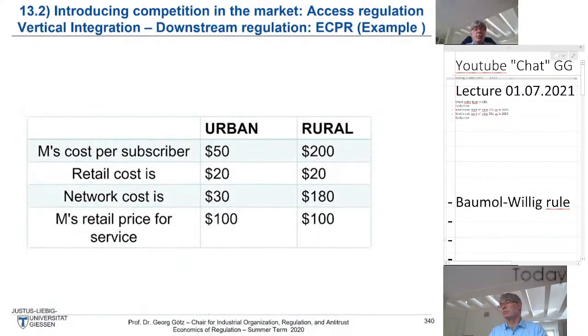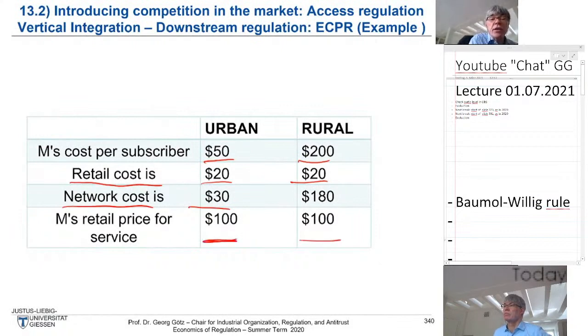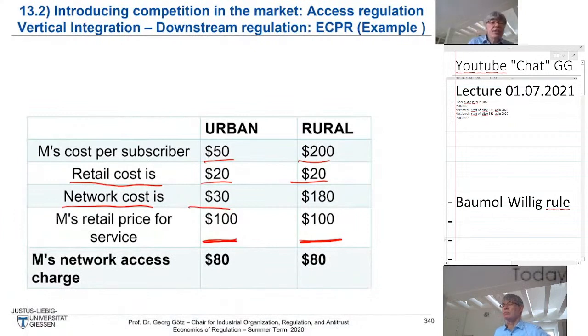Again, same example as we previously had. So remember 50 and 200 in terms of cost, but now our costs are split up into retail cost and network cost. Retail costs are pretty much the same, and that holds in rural and in urban areas, but the network costs are rather different. So here you see the point again. We have some regulation on the retail price, which would just be that you charge a uniform price. And what now does our retail minus mean? What is the network access charge?